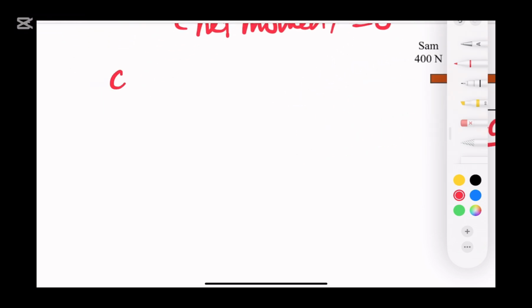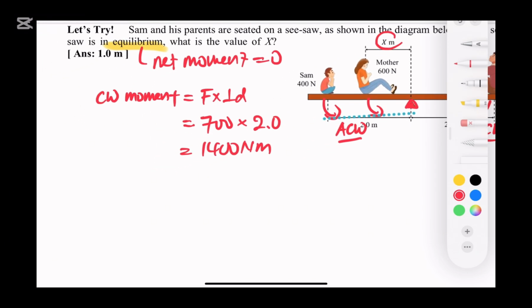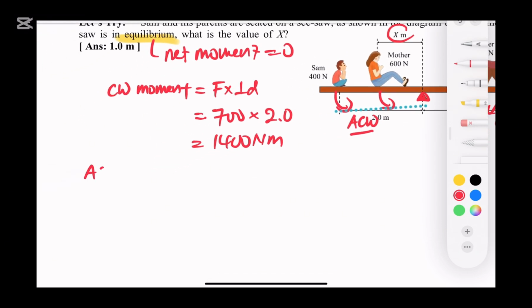Okay, so clockwise moment. This is equal to, we take the force multiplied by the perpendicular distance. In this case, the force is the weight of the father, so it's 700 multiplied by the perpendicular distance of 2 meters. That gives you 1004 Newton meter. So we keep that in view first because later this number will be equal to the ACW moment. Okay, so now we compute the ACW moment, bearing in mind the unknown x.